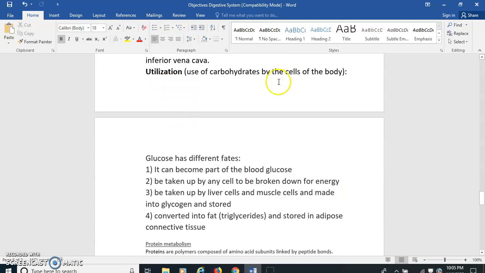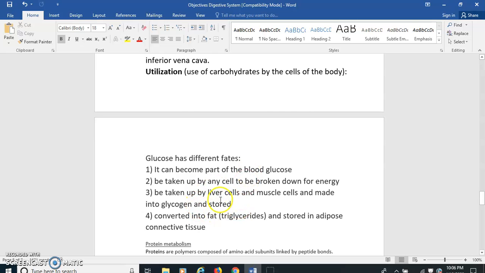And so now the cells of the body are going to use the carbohydrates, and they use them in different ways. So there's different fates of the glucose that we just took into our body. So it can remain in the blood as glucose. Eventually, though, it'll be taken up by a cell and be broken down for energy in that whole process of glycolysis and aerobic cellular respiration.